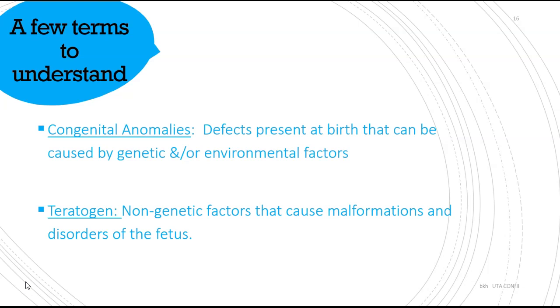A congenital anomaly is a defect that is present at birth, and it can be caused either by genetics or by environmental factors. And a teratogen is a non-genetic factor that causes malformations and disorders in our fetuses.